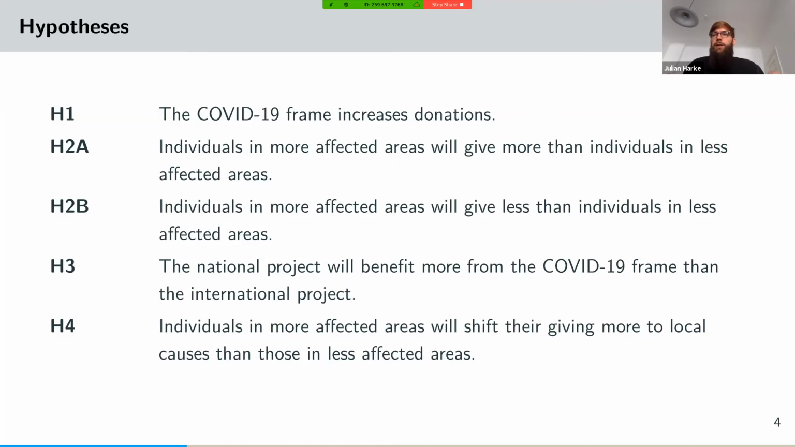And in a similar vein to hypotheses 2 and 3, we hypothesize that individuals from more affected areas will shift their giving to more local causes. But as you can see, in hypotheses 2 and 4 we don't rely on the treatment variation, but we use the local severity of COVID-19, like in a natural experiment way.